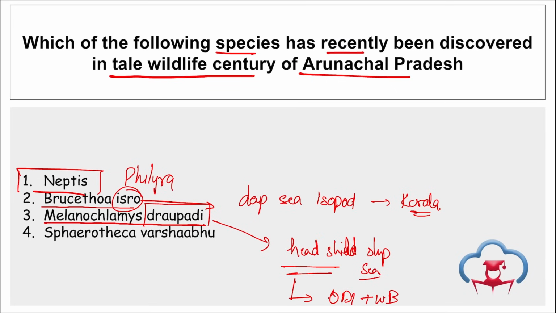Then if we talk about Sparotheca varshabu, remember researchers from national and international organization discovered this new species, that is Sparotheca varshabu, that is a burrowing frog. That is a new species of burrowing frog that was found in Bengaluru, Karnataka. Right? Take a note of this.